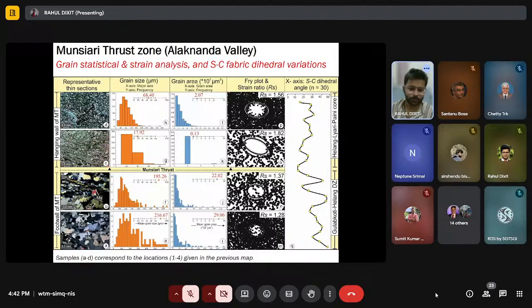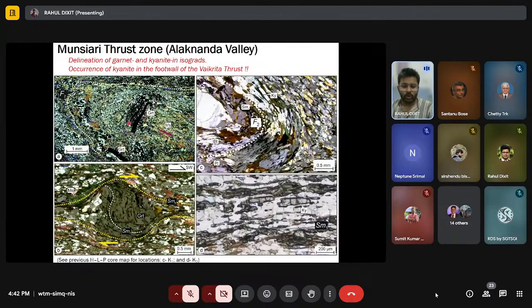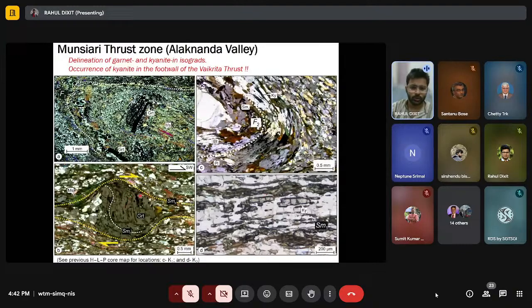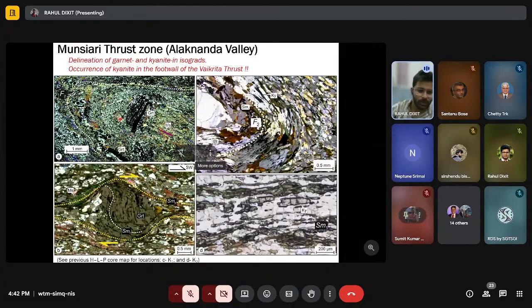Now, to give the evidence of the kyanite isograds that we identified within the footwall of the Vakrita thrust, here you can see two important isograds were the garnet and the kyanite isograd. Talking about the garnet, garnet basically appears in three forms. Either it appears as stretched garnet that follows the F2 fold.